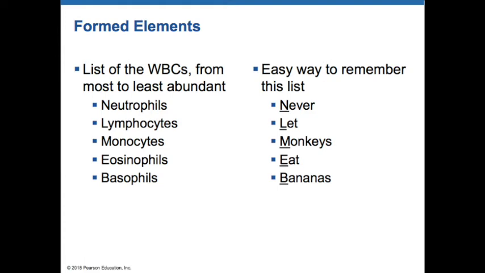Now, here's a list of white blood cells from most to least abundant. The most abundant white blood cell is going to be the neutrophils, followed by the lymphocytes, then the monocytes, eosinophils, and finally the least abundant white blood cell is going to be the basophil. Now, I have included a mnemonic that will hopefully help you remember this list quite easily, and that is by remembering never let monkey eat bananas. Neutrophils, lymphocytes, monocytes, eosinophils, and basophils. Again, from most to least abundant.